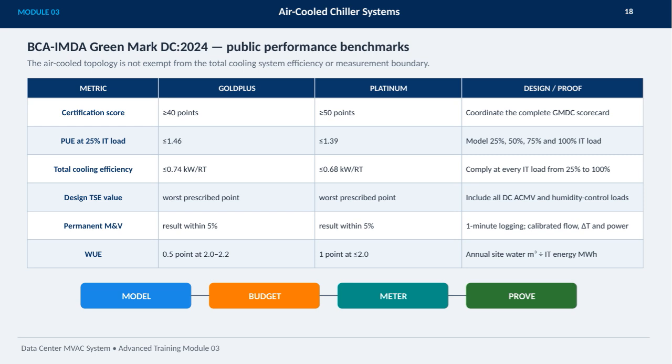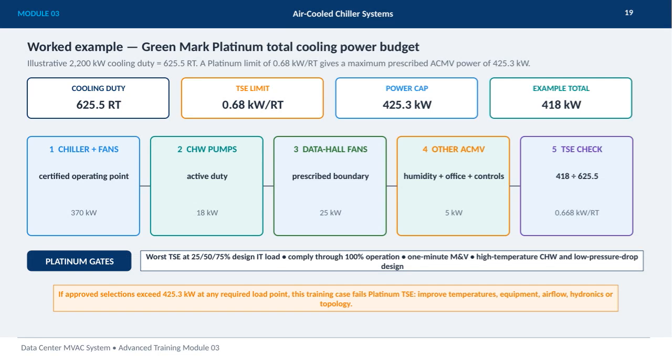Here we have a worked example focusing on a Green Mark Platinum total cooling power budget for an air-cooled chiller system in a data center. The cooling duty is set at 625.5 refrigeration tons, or RT. The Platinum limit for this example is 0.68 kilowatts per RT, which means the maximum allowed total air conditioning and mechanical ventilation, or ACMV, power is 425.3 kilowatts.